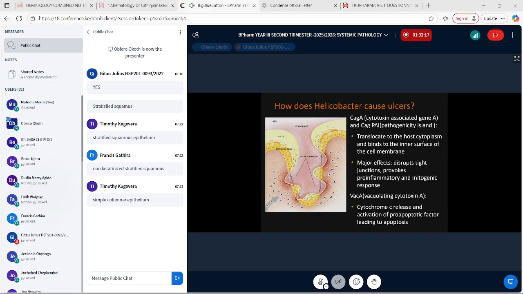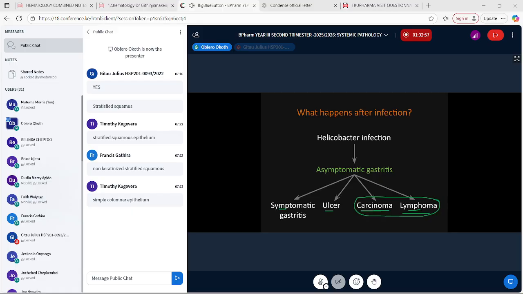They have some genes that give them what we call virulence factors: the cytotoxin-associated gene A, CagA, and the CagA pathogenicity island. What they do is they disrupt the tight junctions, they provoke a pro-inflammatory response, and then they provoke a mitogenic response. They make the epithelial mucosa regenerate at a much faster rate. And once you have a mitogenic response, there are very high chances that you'll have an error during DNA transcription. And once you have an error in the DNA transcription, cancer is around the corner. These are just around the corner.